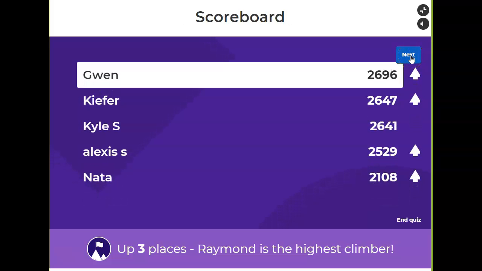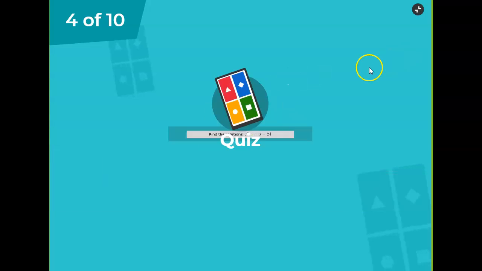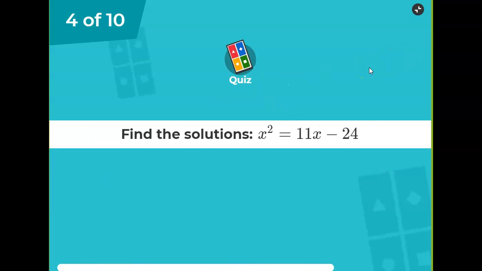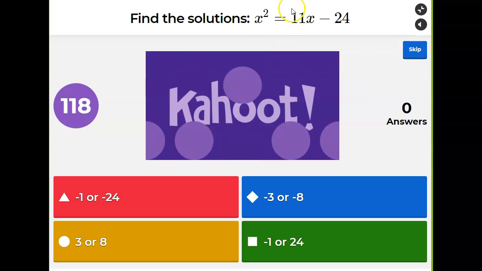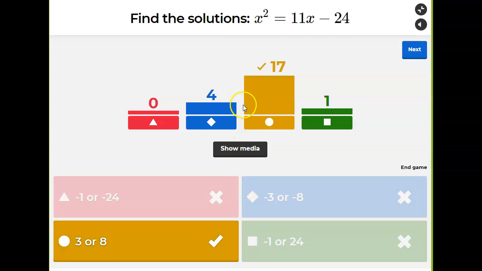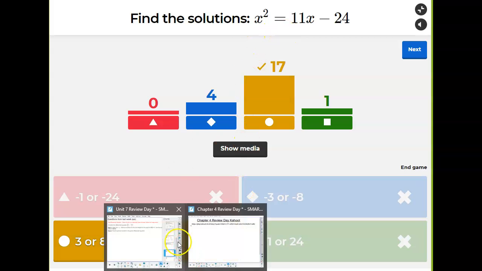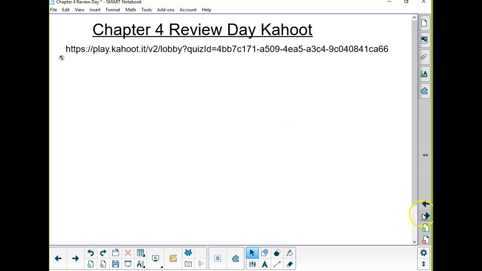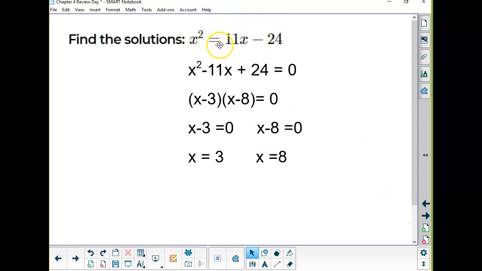All right, next one. Find the solutions. And the correct answer is 3 and 8, but let me show you how this would be solved. So what do we do first? The first thing is you have to get this in standard form. So you're going to subtract the 11x over, and then you're going to add the 24.